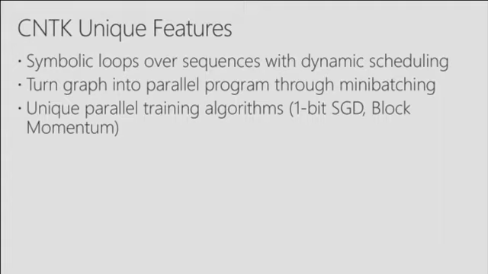So now I'm going to tell you a little bit about some of CNTK's unique features. These features are unique in the sense that no other toolkit has them, and these are also the reasons why CNTK is so much faster in recurrent networks and so much better in distributed training. So these 3 unique features are symbolic loops, parallel training through mini-batching for sequences, and unique parallel training algorithms like 1-bit SGD or block momentum.